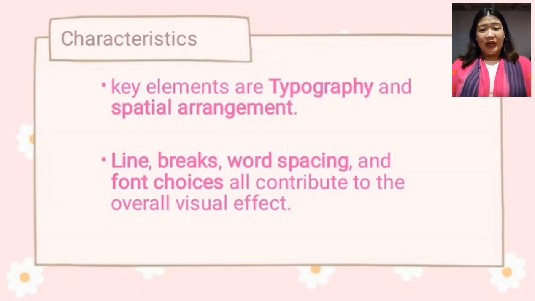In shape poetry, the way the words look on the page is just as important as what the words say. We call this typography and spatial arrangement. It's all about how the words are arranged in space, their placement, spacing, and even the font used. All these elements, the line breaks, word spacing, and font choice, work together to create the poem's visual impact. They are not just details, they are essential tools that poets use to enhance the poem's meaning and create a powerful visual experience for the readers.